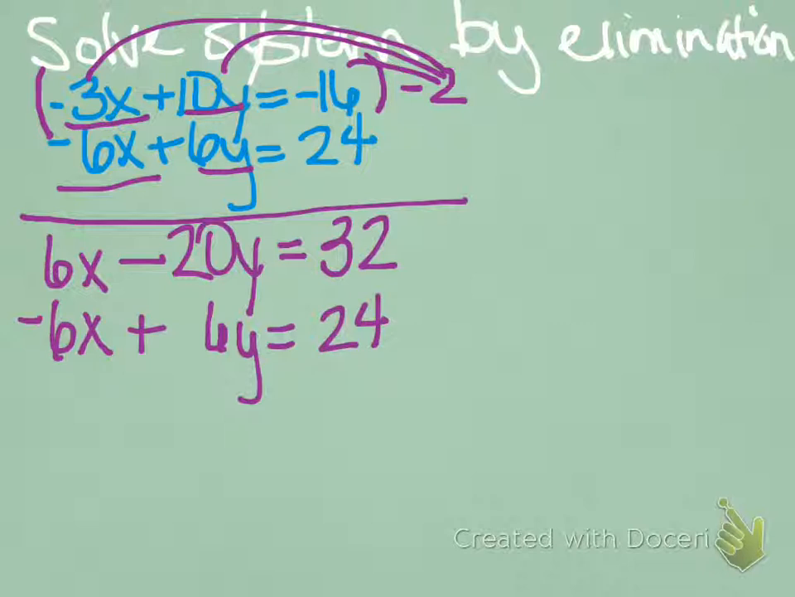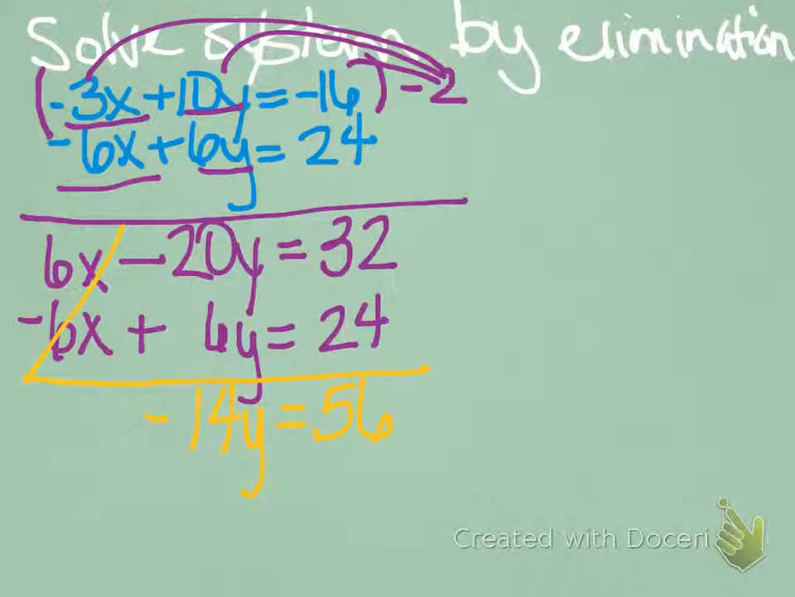Now, these are stacked on top of one another. What we're going to do next is we're just going to add. Notice, our variables are lined up. The x's are with the x's, the y's are with the y's. So we're going to just add like we were doing addition or subtraction when we were in second grade. So 6x minus 6x gives me 0 x's, right? Those are eliminated. That's why this is called the elimination method. Now negative 20y plus 6y will give us negative 14y equals 32 plus 24 will give us 56.